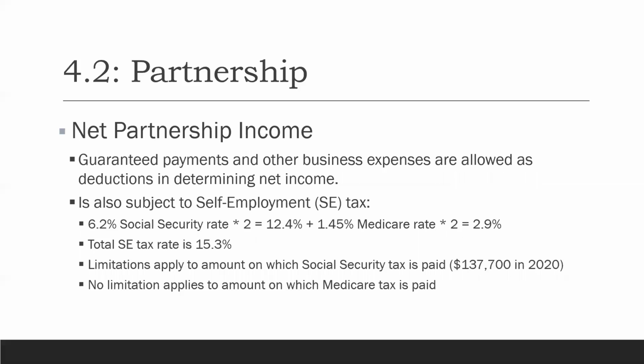So net partnership income, guaranteed payments are allowed as a deduction in determining net income from a partnership. So net partnership income and guaranteed payments are both subject to self-employment tax and income, regular federal income taxes and state income taxes as well.